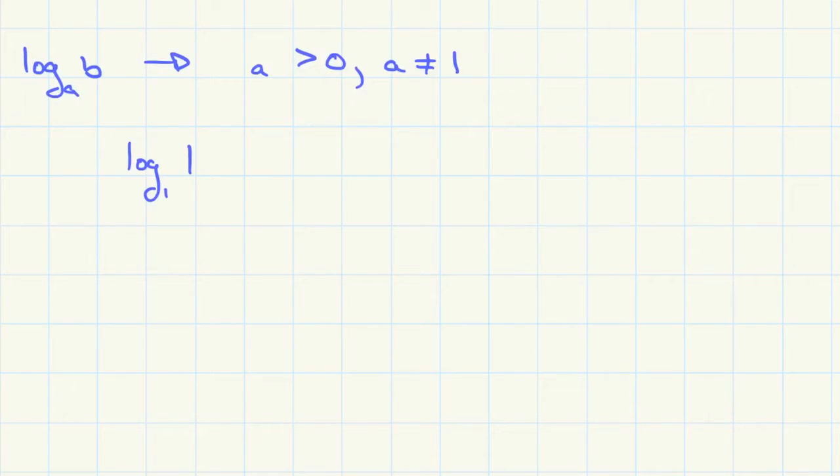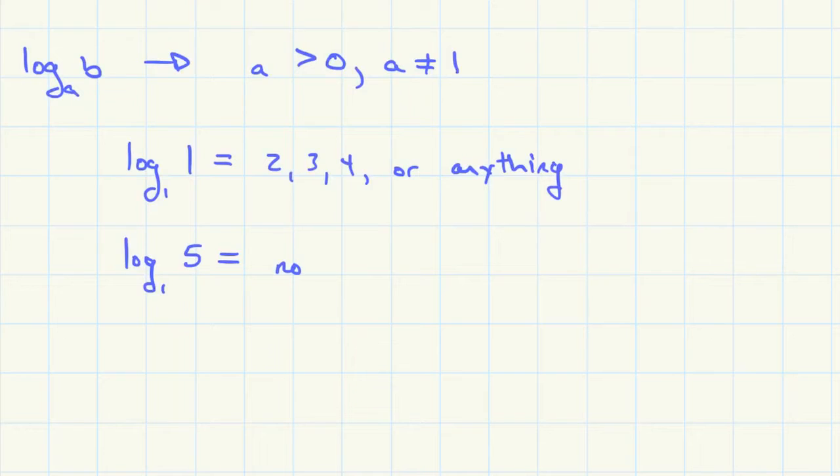So say the base was 1. Well, log base 1 of 1 means 1 to what power equals 1? Well, it could be anything. 1 to the power of 2, 1 to the power of 3, 1 to the power of 4. 1 to absolutely any power equals 1. So there's no answer because it's absolutely anything. But on the other hand, log base 1 of any number other than 1 is impossible because 1 to any power always equals 1. So we just never have a base of 1.